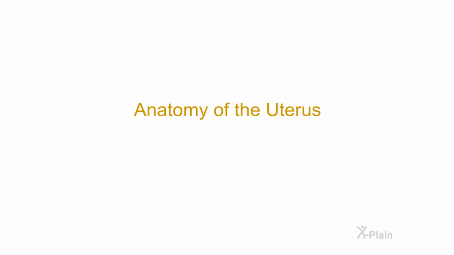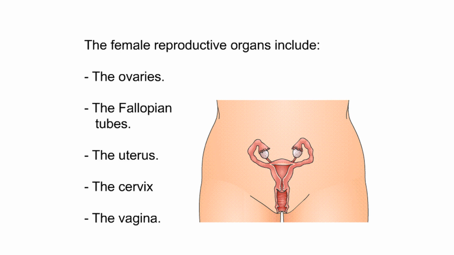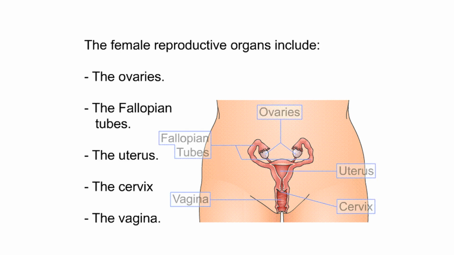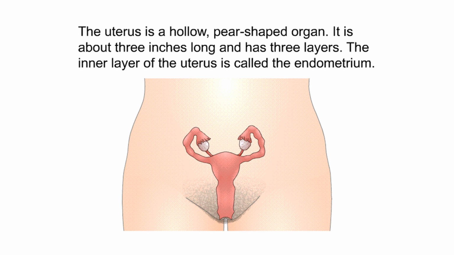Anatomy of the uterus. The uterus is part of a woman's reproductive system. The female reproductive organs include the ovaries, the fallopian tubes, the uterus, the cervix, the vagina. These organs are located in the pelvis, between the urinary bladder and the rectum. The uterus is a hollow, pear-shaped organ. It is about 3 inches long and has 3 layers.